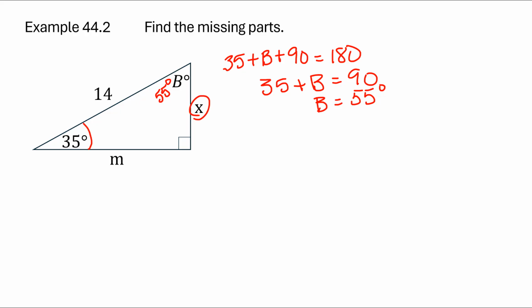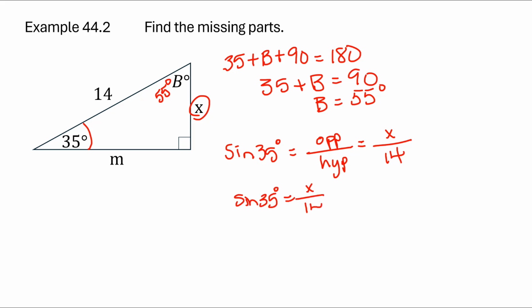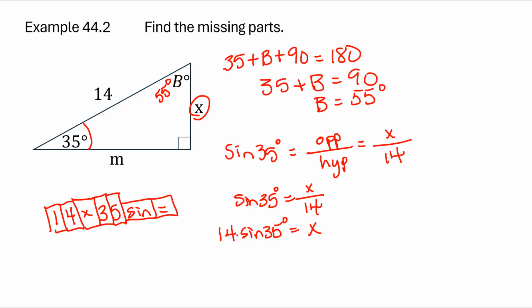I am looking for the opposite side to the 35-degree angle. X is opposite. I have the hypotenuse, which is 14, so sine 35 is equal to x over 14. I'm going to multiply both sides by 14 because I have 14 in the denominator, so 14 times sine 35 equals x. And I'm going to punch in 1, 4, multiply, 3, 5, sine, equals. I'm going to get that x is about 8.03.